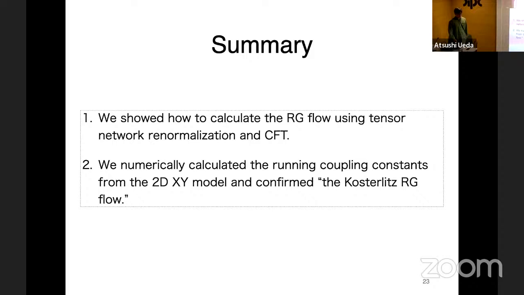No worries. Okay. So as a summary, in the first part, we showed that we can calculate the RG flow of 2D models in the vicinity of the critical point using tensor network renormalization and CFT. And then we demonstrated that it is indeed working well for the 2D XY model and the Ising model.